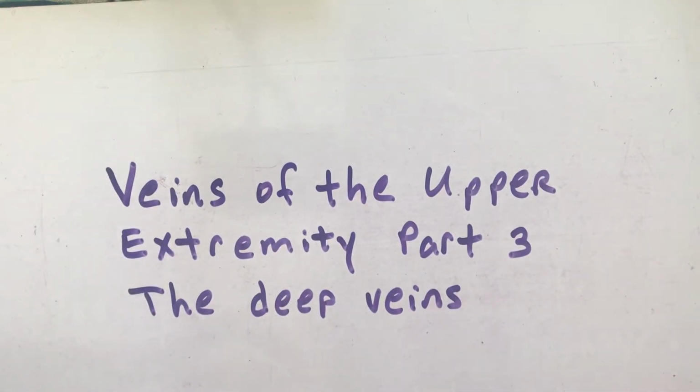Okay, so now we're going to talk about the veins of the upper extremity. This is part 3. These are the deep veins. If you remember in part 1, I just showed you a picture of the veins. In part 2, we talked about the superficial veins.